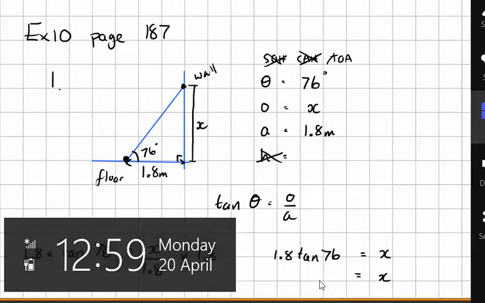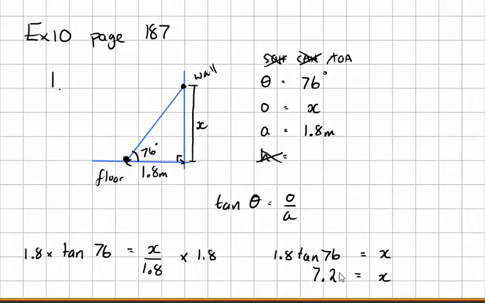Now what I would just say is let's check. Does that look reasonable? Is a ladder going to reach 7.22 metres up a wall? Yes, potentially. It's a long way up. I know it could be a very long ladder, but it makes some sense. You should always check that the numbers make sense.